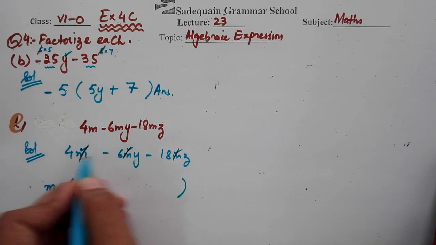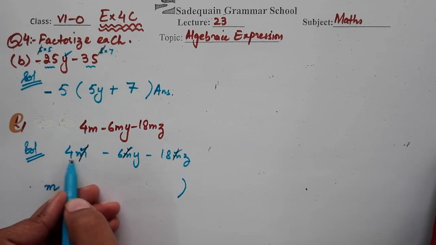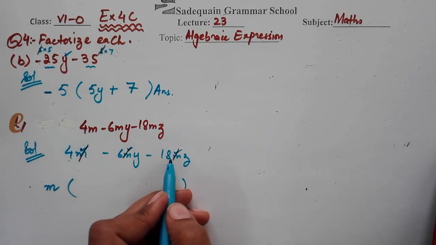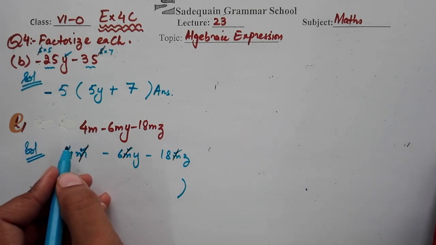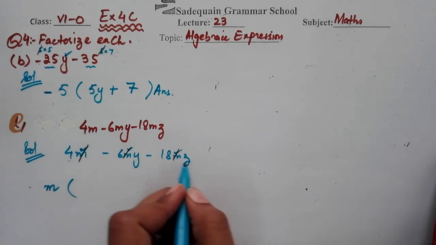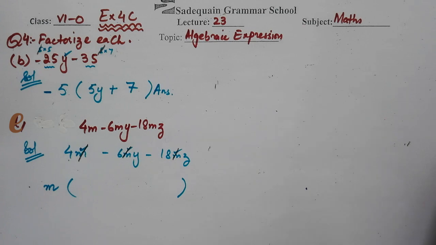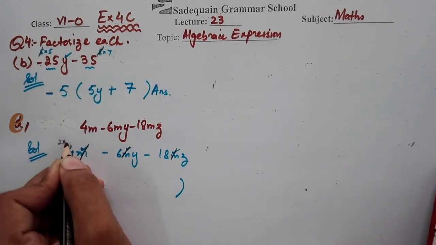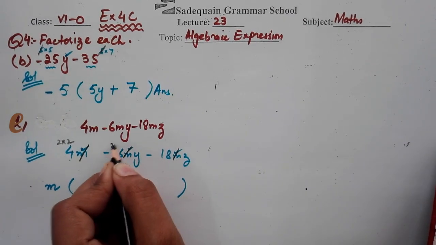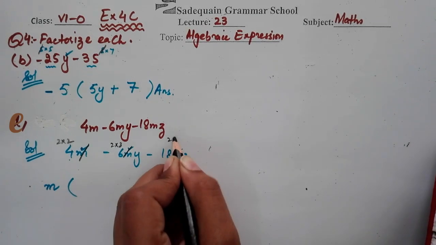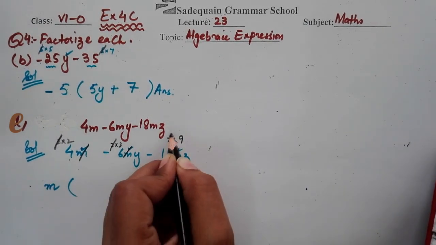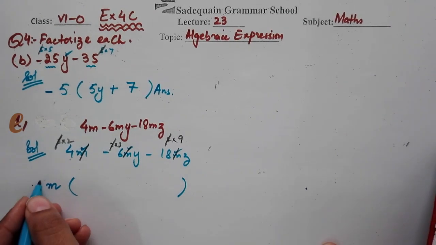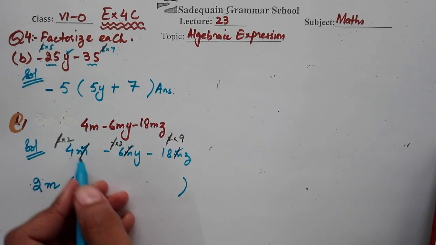Now let's talk about the common factors of the coefficients. Here 4, 6 and 18. Which is the highest common factor of 4, 6 and 18? Yes, 2 is the highest common factor because all these three numbers come in the table of 2. You can see that 4 is 2 multiplied by 2, 6 is 2 multiplied by 3, and 18 is 2 multiplied by 9. So among these we can take this 2 as a common. So we will write here 2m.